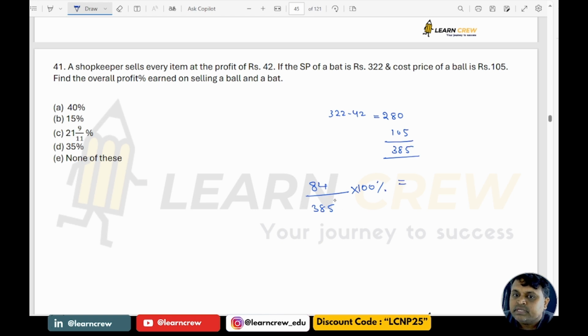If you observe here, 84 by 385. 35 11s are 385, 35 2s are 70. What I can do here is divide with 7. 7 12s are 84, 7 55s are 385. Now 5 11s are 55. Now 240 by 11. 11 21s are 231. So 21 9 by 11%. So option C is correct.